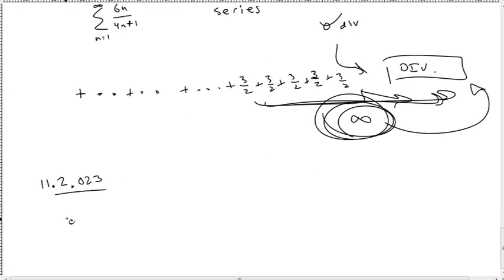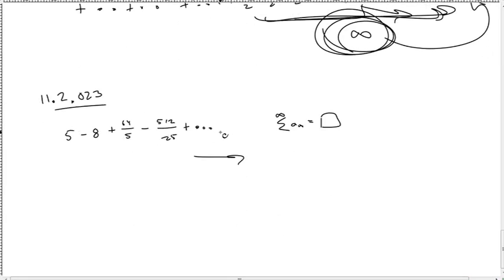11.2.0.2.3. I have this sequence, or it's a series technically, 5 minus 8 plus 64/5 minus 512/25, and then plus ... and it keeps going on forever. And they say find the infinite summation of this. Basically, add all the stuff up as it goes towards infinity and tell me what you get. And so we have to kind of understand what they're asking for here, what's going on. Like give me some kind of formula, I guess you can say.